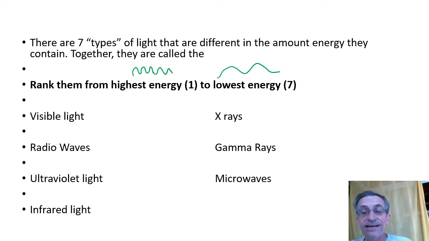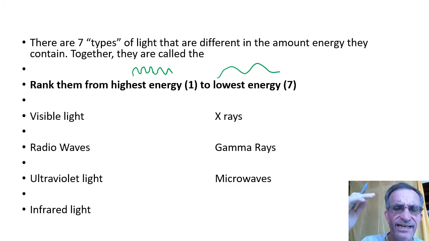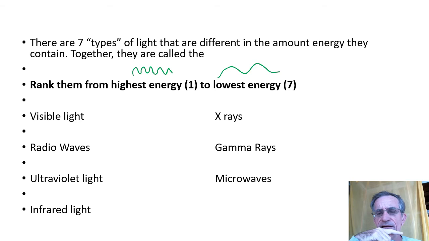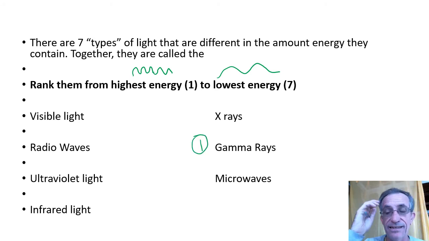So one way to think about high energy light, it's the most dangerous kind of light. So you see we got visible light, radio waves, ultraviolet light, infrared light, X-rays, gamma rays, microwaves. One of those is super dangerous. The one that is the most dangerous is gamma rays. Gamma rays are the most dangerous kind of light.